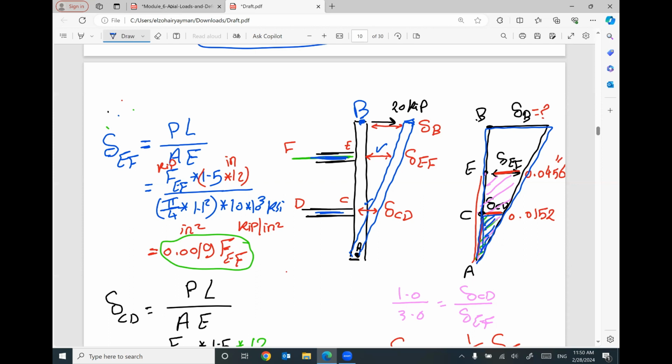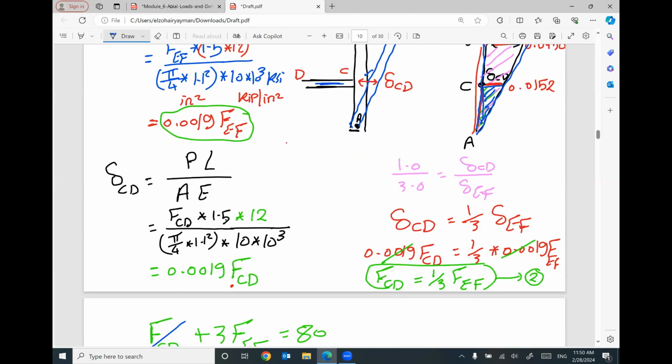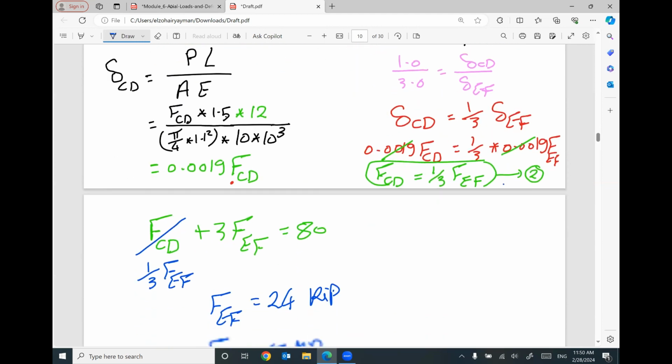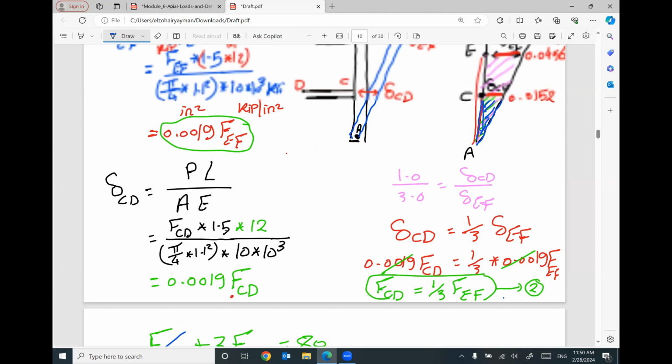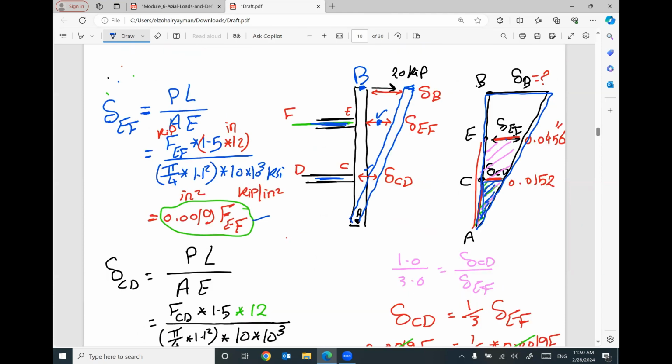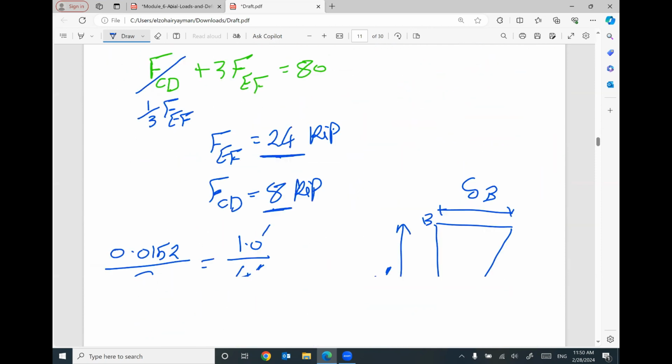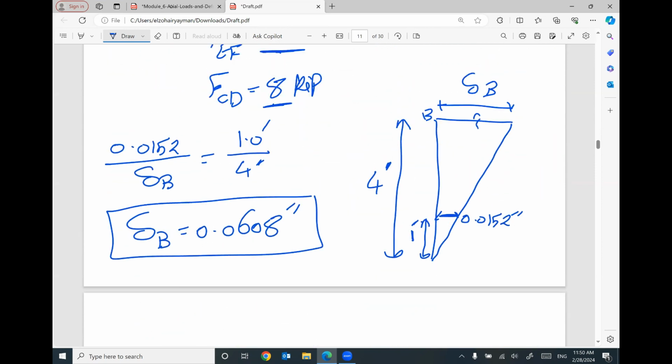Then I set up triangle similarities to find out a relationship between the stretch in this member EF and the stretch in this member CD. So I set up another equation as a function of FCD and FEF. I solved the two equations together to find out what is the force in member EF and what is the force in member CD. Once you get these forces, I can go back and find out what will be the stretches in these members. But this is not the requirement. The requirement is how much displacement at point B. So I set up another triangle similarity to find out what will be the displacement at point B.